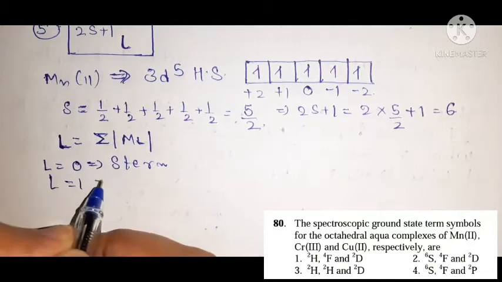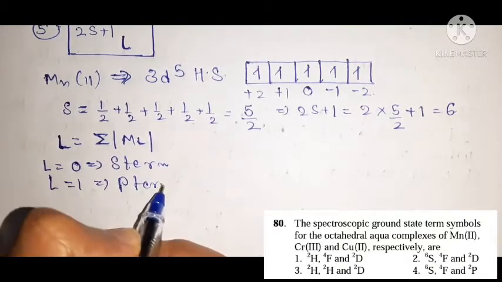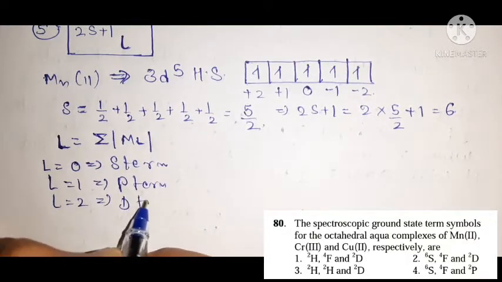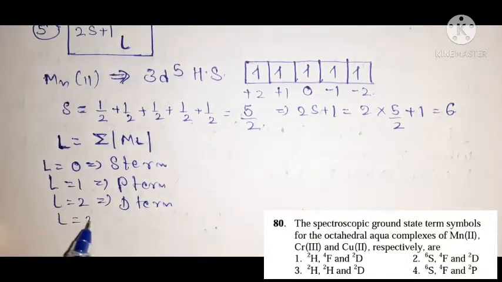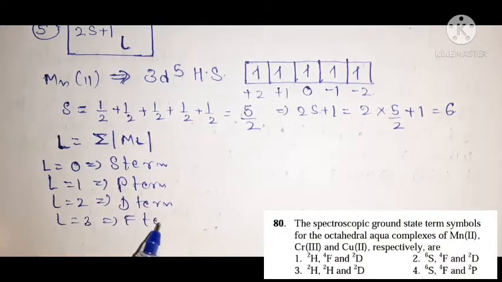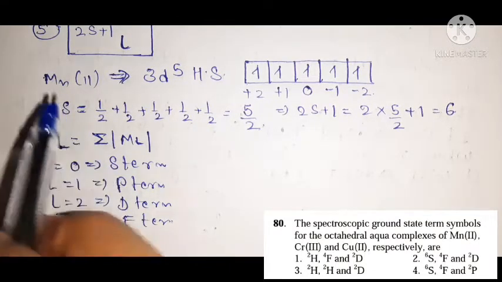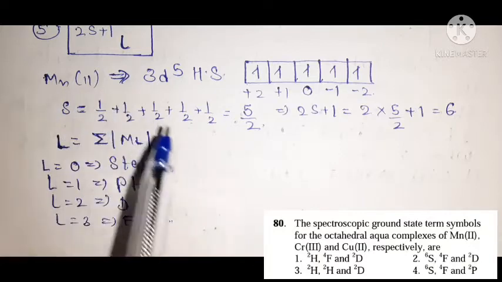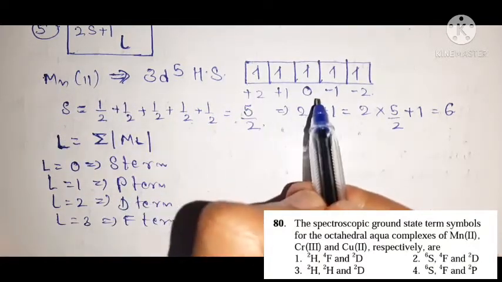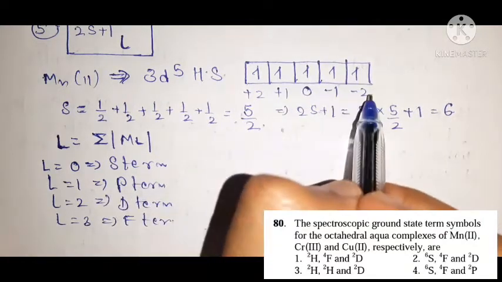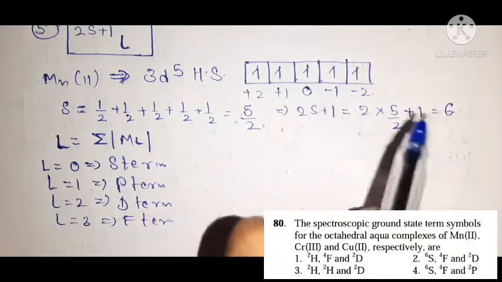L equals 1 is related to your P term, L equals 2 related to your D term, and L equals 3 related to your F term. Okay, and so on. Now in the complex of manganese, the sum of all azimuthal quantum numbers is 0. This will be plus 3 and this will be minus 3. So plus 3 and minus 3 is equal to 0.